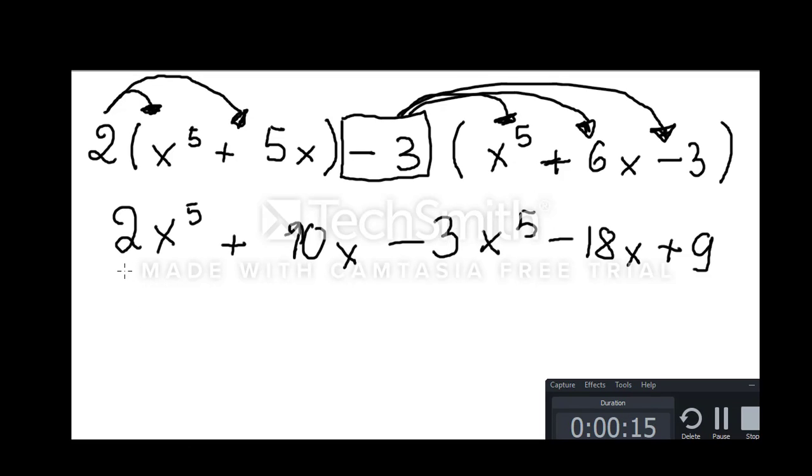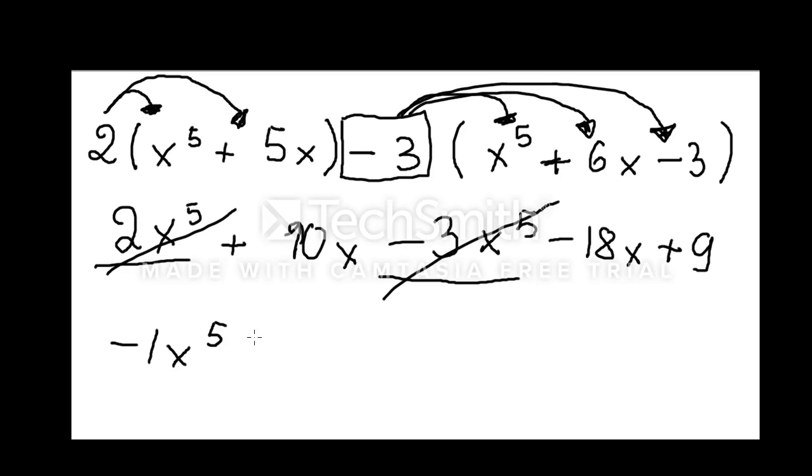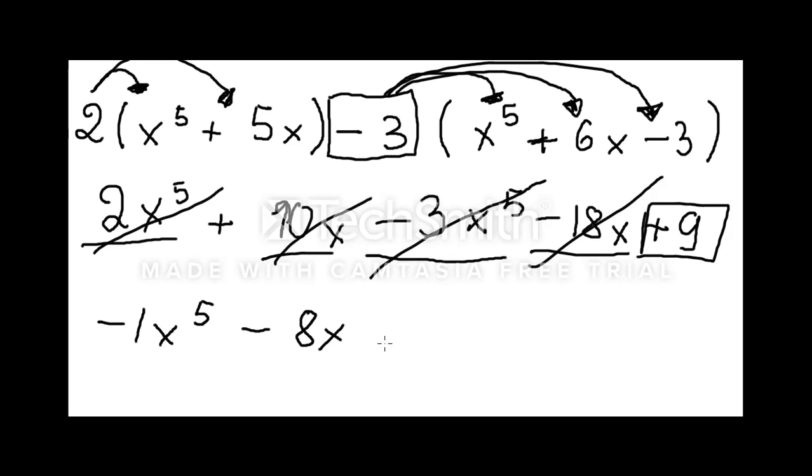And right now, I have to combine my like terms. So I see an x to the 5th term here and another x to the 5th term. So we combine them together, which is 2 minus 3, giving us negative 1x to the 5th. So that would take care of that and that. I then have a positive 10x, subtract 18x, which gives us negative 8x. That will take care of that and that. And I finally have my whole number, positive 9, just hanging out there with nothing to combine with. So we simply leave that as a positive 9.